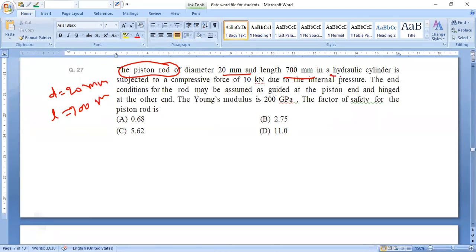In a hydraulic cylinder, subjected to a compressive force of 10 kilonewton. So W is 10,000 Newton. Due to internal pressure, the end conditions for the rod may be assumed as, the piston rod is fixed, so the end condition of the rod is guided at the piston end and hinged at the other end.